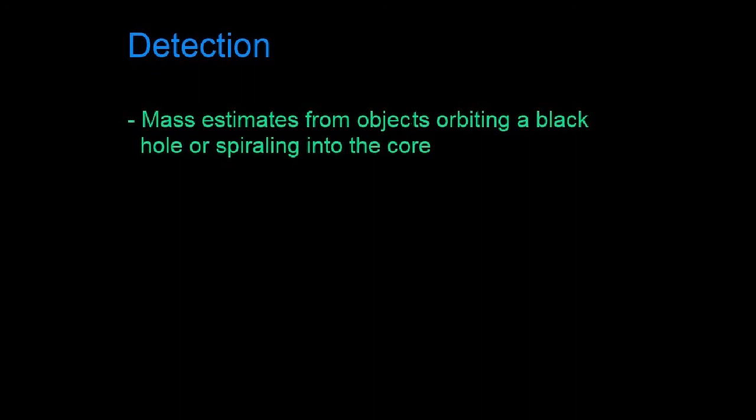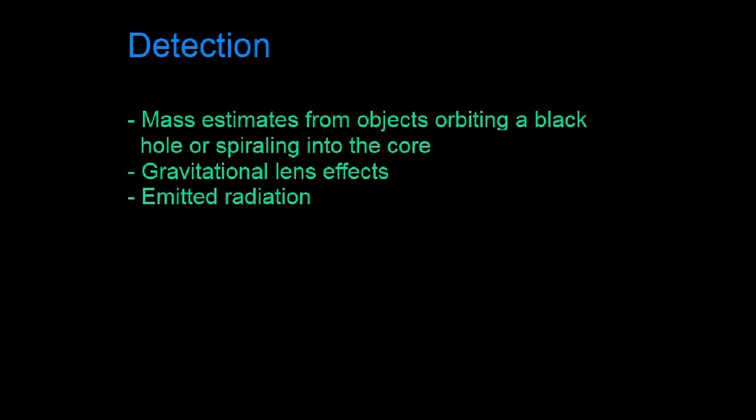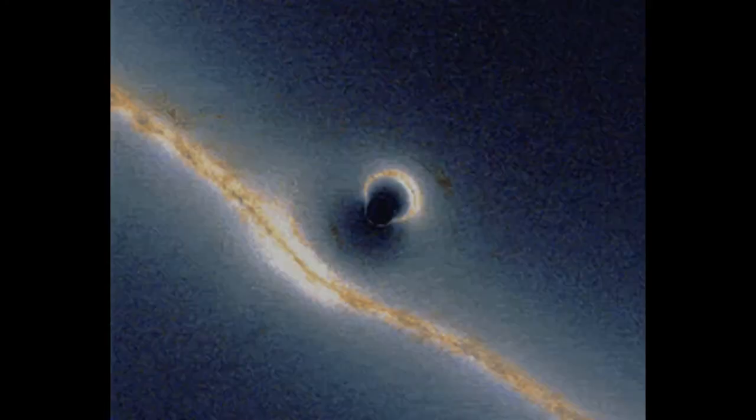The last thing I'll talk about is how astronomers detect a black hole. One of the ways of doing this is by looking at the mass estimates from objects around that are orbiting the black hole or spiraling into the core. The second way is to observe the gravitational lens effect of the black hole on other objects passing around it. And then thirdly, the emitted radiation is another indication of a black hole.